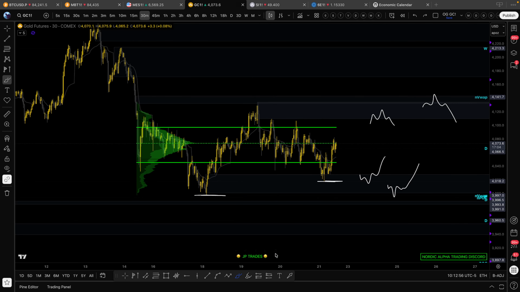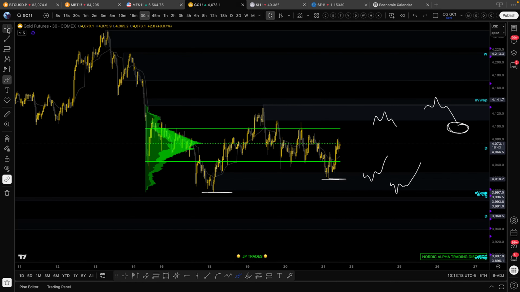Same thing if we were to come up to this high right here, sweep the liquidity, take out this naked VWAP, and then come down. You'd have to, again, see where this developing value area high is at that time, because this value area high can move up or it can move down.